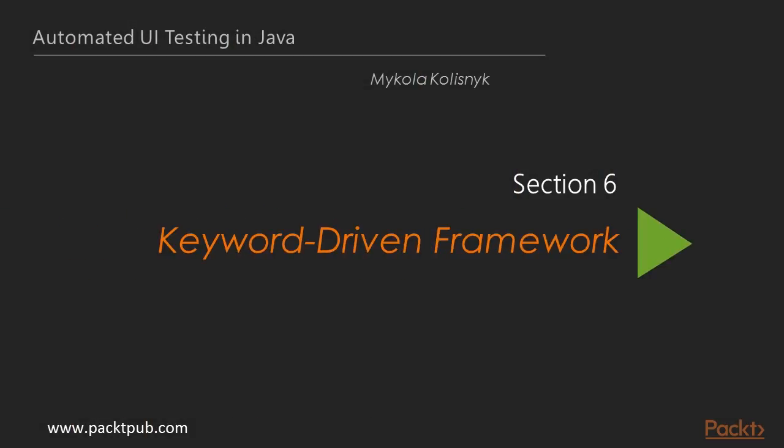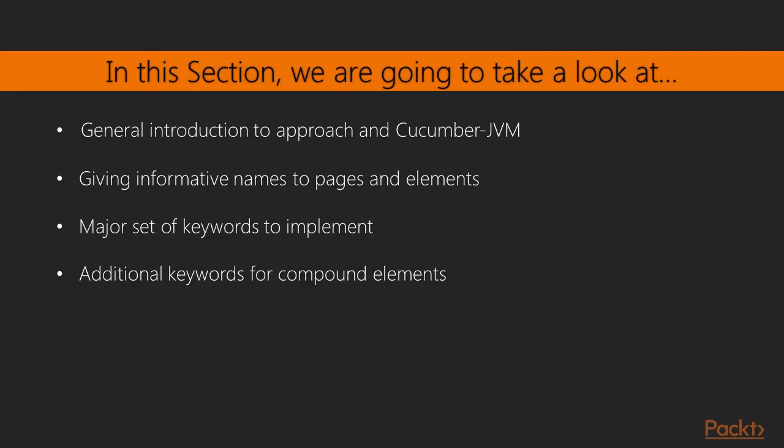Hello, and welcome to section 6 of the Automated UI Testing in Java video course. This section is dedicated to the keyword-driven approach for test automation frameworks. Unlike the previous section, here we will not recreate an entire framework from scratch, but rather concentrate on major aspects while working with frameworks of such types. We'll get a general introduction to the approach and take Cucumber-JVM as one of the representatives of this framework.